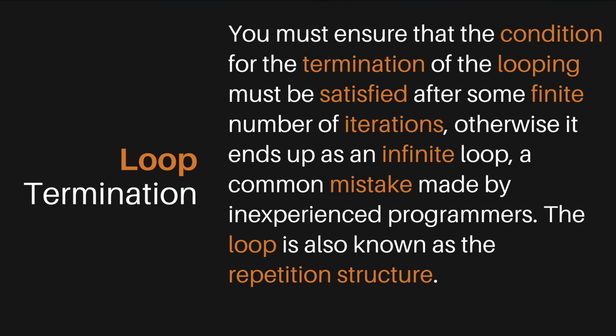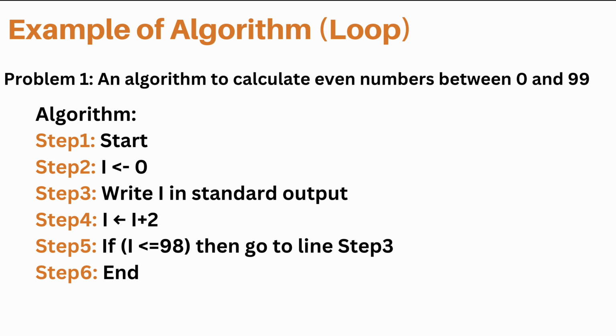A common mistake made by unexpected programmers. The loop is also known as the repetition structure. So let us see some examples here. The problem statement is an algorithm to calculate even numbers between 0 to 99. So what will be our algorithm? Start, then assign 0 to I.